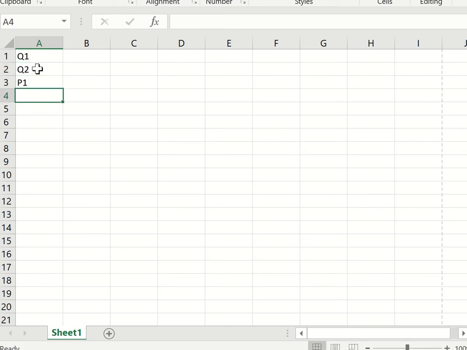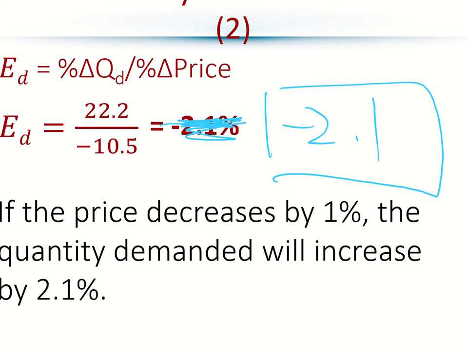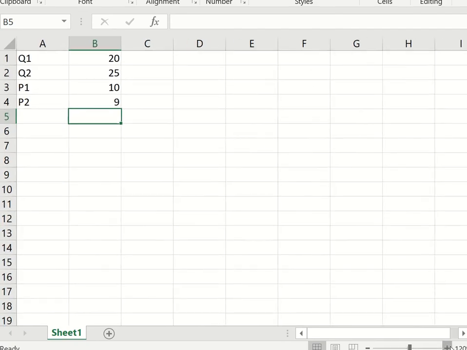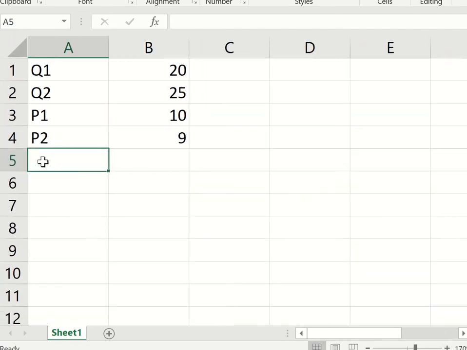Q1, Q2, P1, P2. All right, our Q1 was 20. Q2 was 25. P1 was 10. P2 was 9. All right, so let me make it bigger. All right, so first, percentage change in quantity.